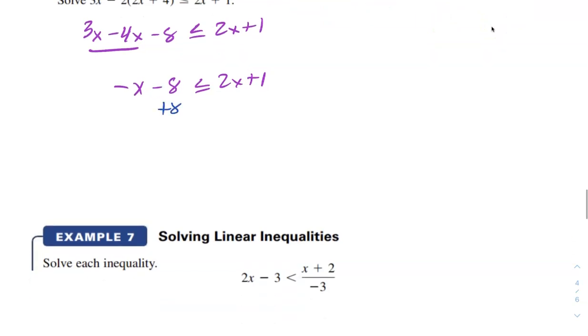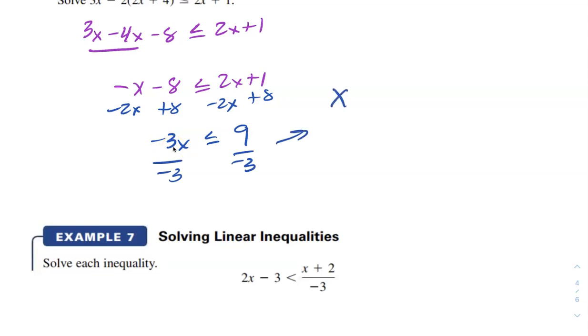So let's add 8 to both sides. We're solving this. Subtract 2x. So I get negative 3x less than or equal to 9. And then right here, I have to divide by negative 3. Since I divided by negative 3, it's going to flip my inequality. That becomes greater than or equal to negative 3.